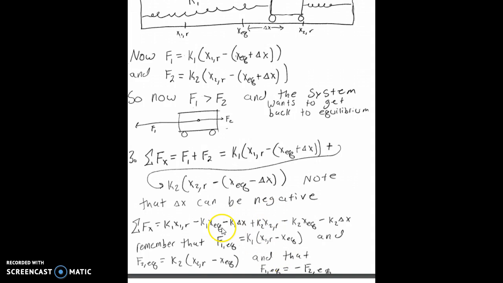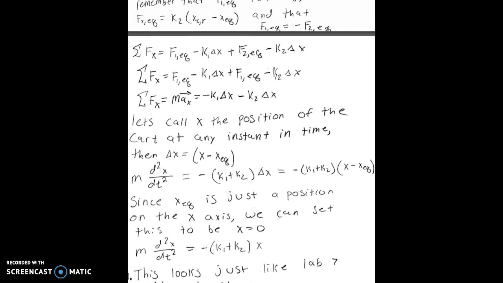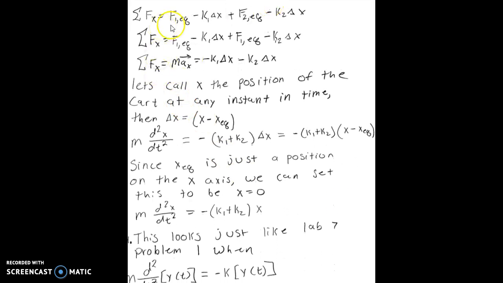And so the force of the spring at the equilibrium position is K1 X1R minus K1 XEQ. So notice that these two terms are the force 1. And then the force of the second one at equilibrium is actually these two terms. And remember, F1 equals minus F2 at equilibrium. So I'm just replacing those two terms, which are equivalent to F1 at equilibrium and F2 at equilibrium, in this equation. So now we've placed those two terms in for here and those two terms in for here.